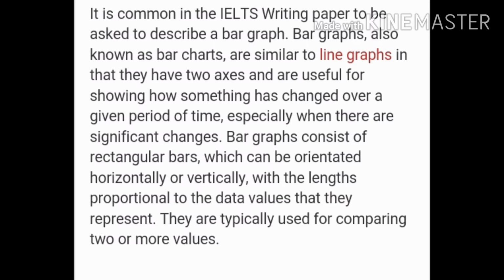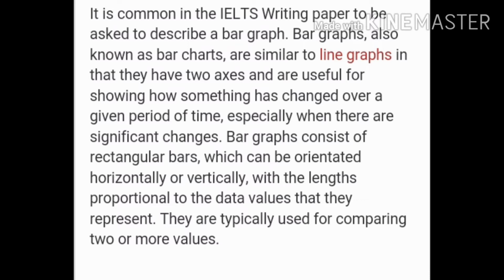First, it is common in the IELTS writing paper to be asked to describe a bar graph. Bar graphs, also known as bar charts, are similar to line graphs in that they have two axes and are useful for showing how something has changed over a given period of time, especially when there are significant changes. A bar graph consists of rectangular bars which can be oriented horizontally or vertically, with the lengths proportional to the data values that they represent. They are typically used for comparing two or more values.